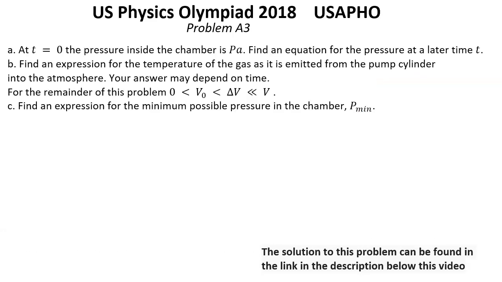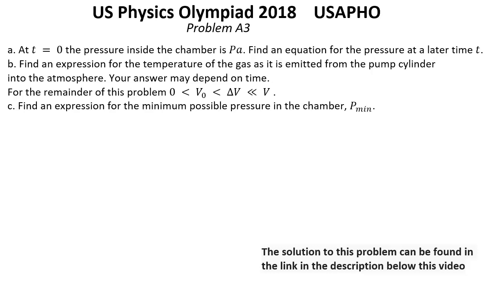Questions. Question A. At time t equals 0, the pressure inside the chamber is PA. Find an equation for the pressure at later time t. Question B. Find the expression for the temperature of the gas as it is emitted from the pump cylinder into the atmosphere. Your answer may depend on time.